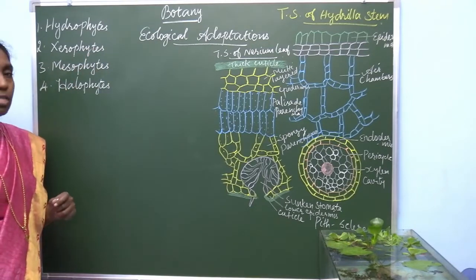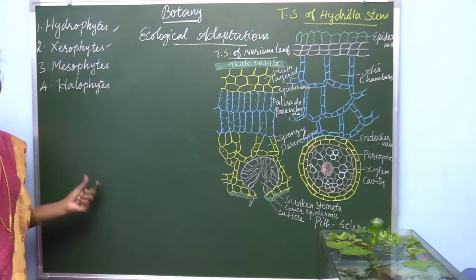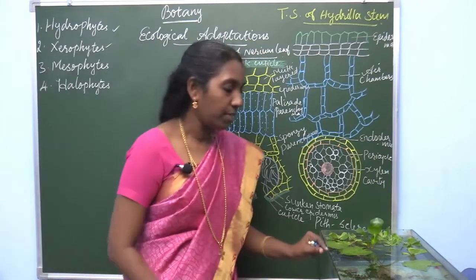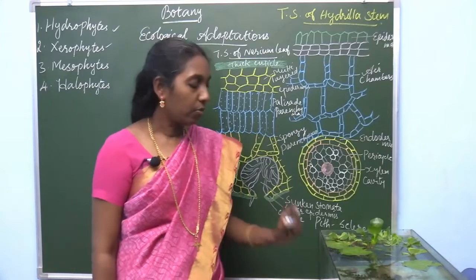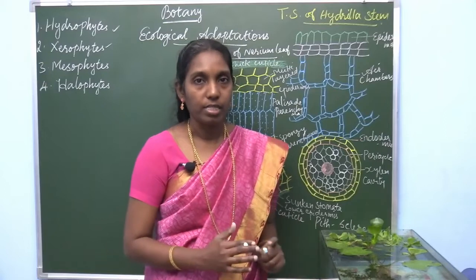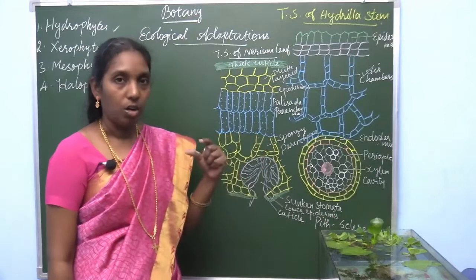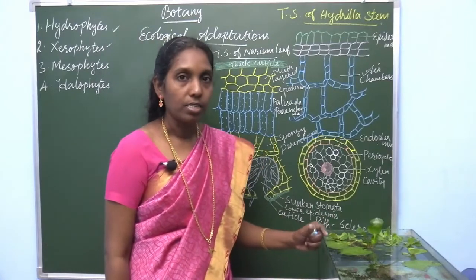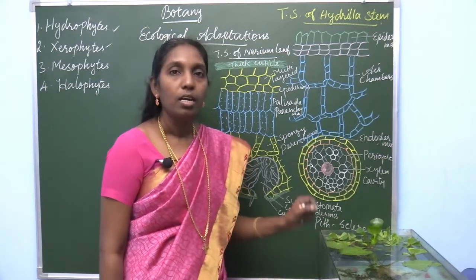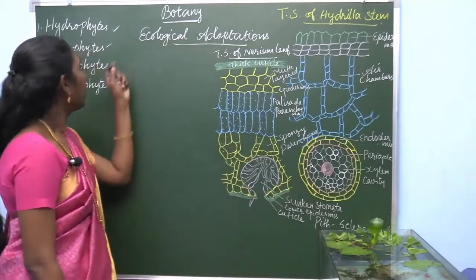So, today we are going to discuss these two, hydrophytes as well as xerophiles. What are hydrophytes? You all know the hydrophyte plants. Here there are some hydrophytes. These plants are aquatic organisms. The organisms which are living in water are called aquatic organisms or hydrophytes. These organisms live only in water. So, this habitat is called hydrophytes.